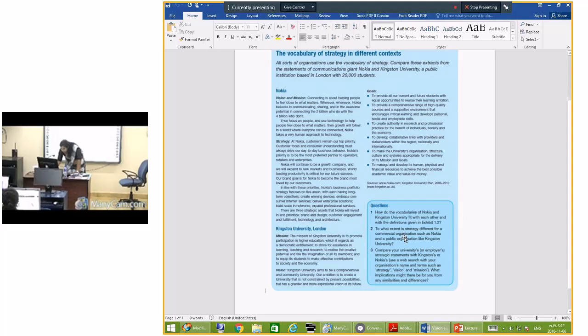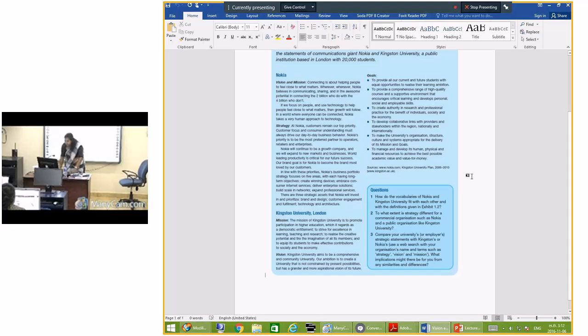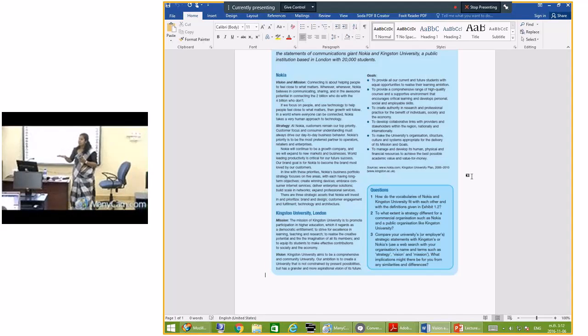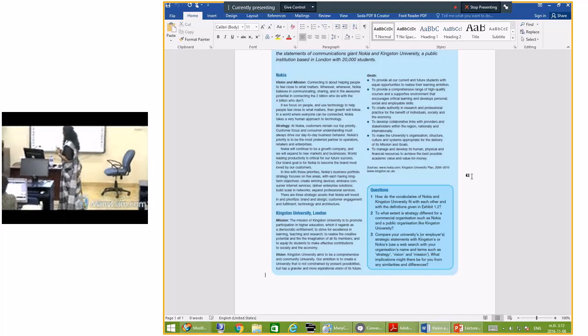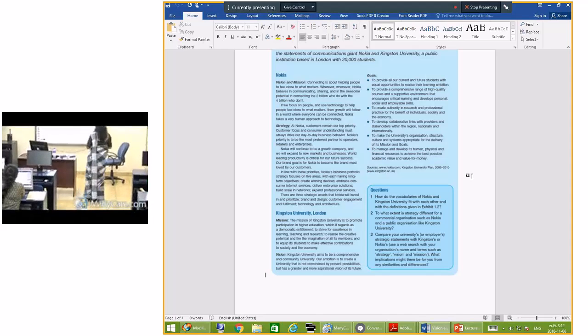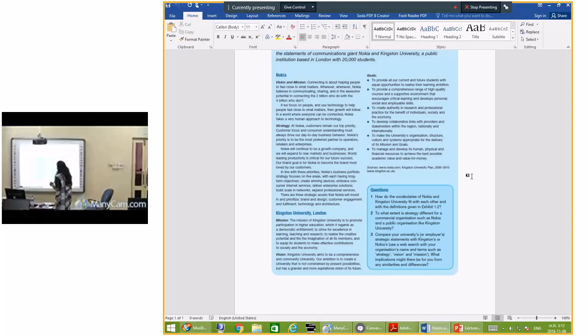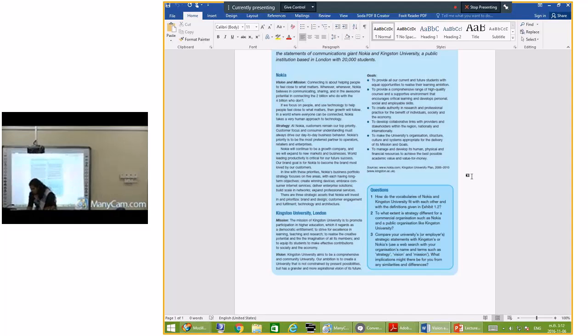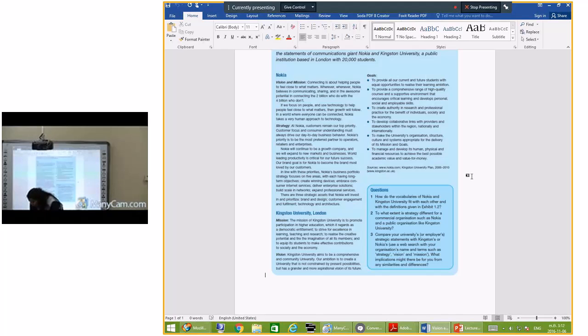There are two organizations, Nokia as well as Kingston University. They highlight their vision and mission. Before that I have to tell you, some companies define the mission narrowly, and some define it broadly. Just have a look at this. Looking at the first one, Nokia, both vision and mission come across at once, in the same paragraph, no? But when it comes to Kingston University, the mission and the vision are highlighted separately.